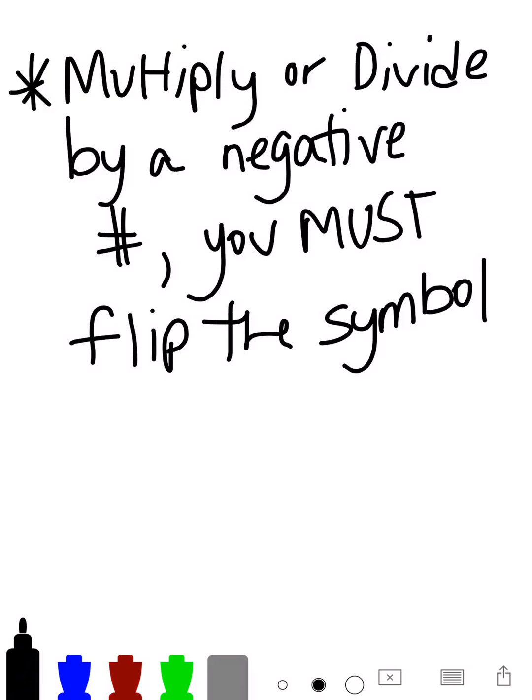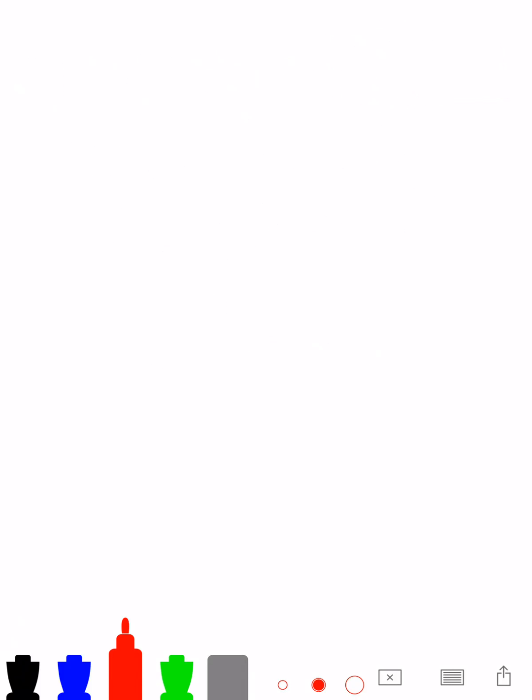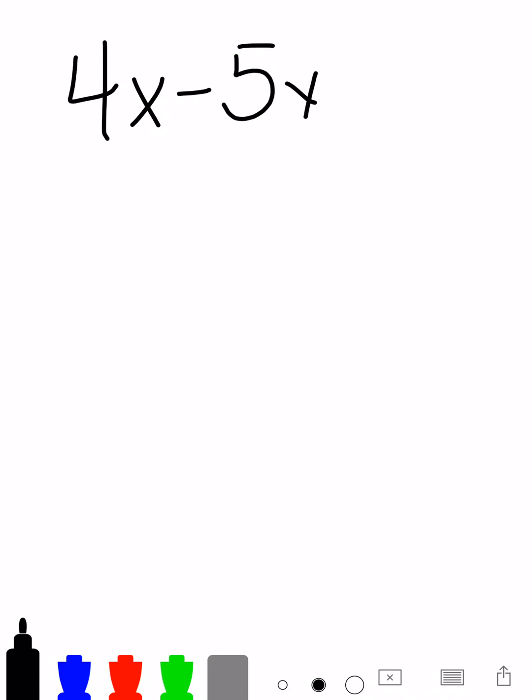In the cases that we're going to be dealing with, you're going to have to focus on if you're dividing by a negative number, because when we do cross method, we only divide. So make sure you have written it down. Let's look at one here. 4x minus 5y is greater than 20.